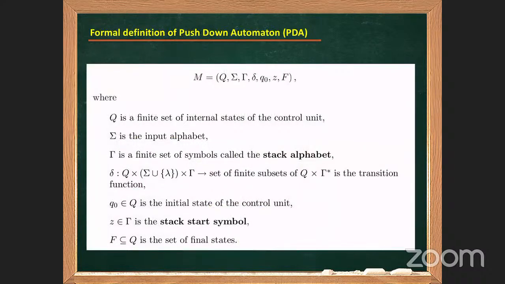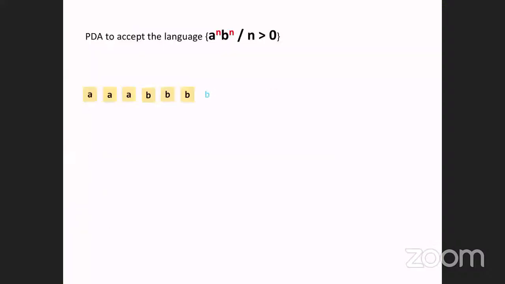This is the formal definition. We will have Q, sigma, gamma. Gamma is the stack symbol, because we have an extra stack now. So this gamma can have its own stack symbols. Then Q naught is the start state, and Z is the topmost stack symbol. And of course, F as usual, the set of final states.